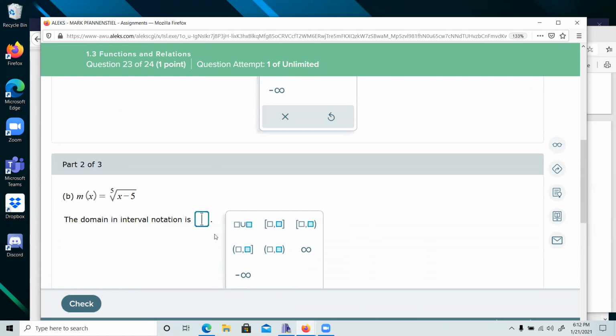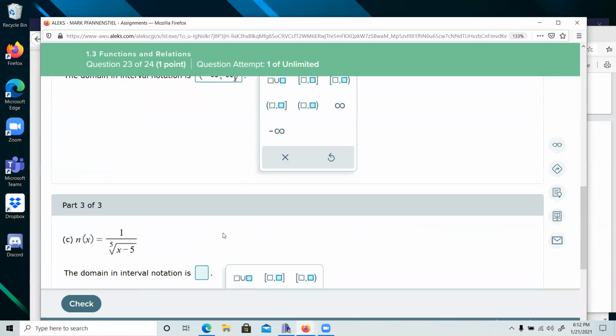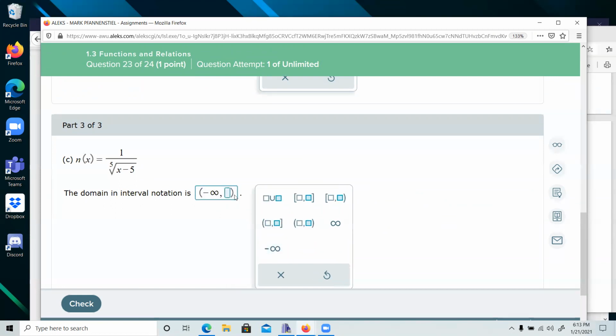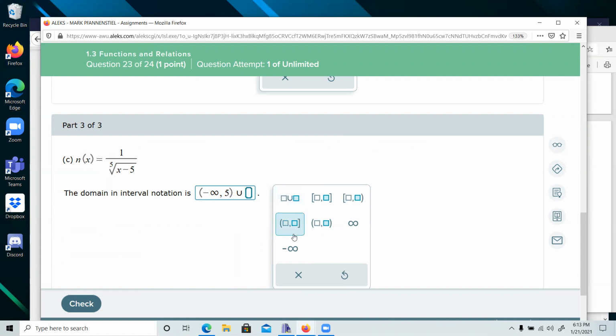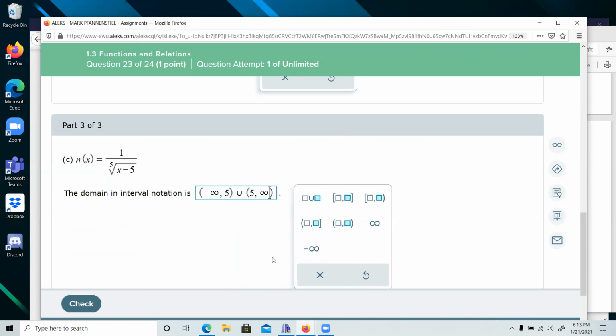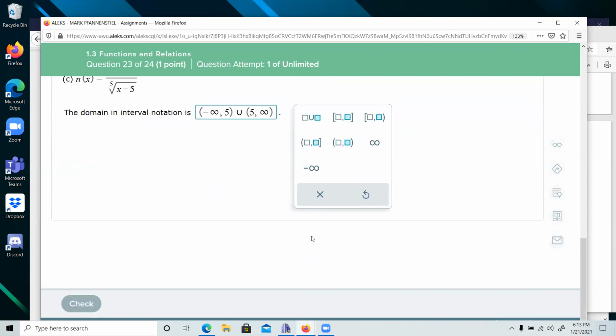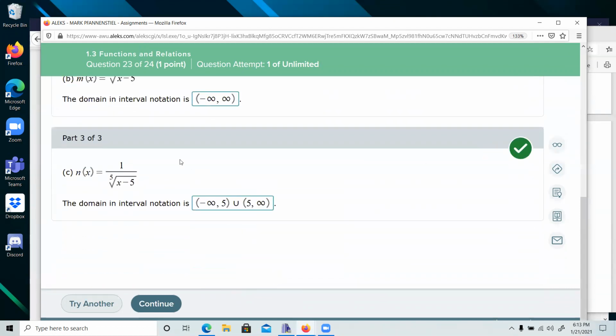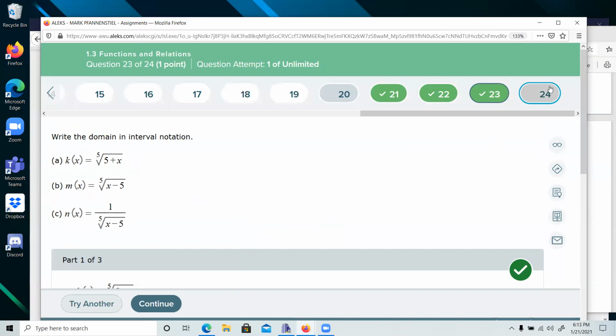Right. Same thing here, right? Negative infinity, positive infinity. Okay. Now this one, a little bit different, right? We have negative infinity up to 5, skipping over 5. All right. And then we need more. 5 up to positive infinity. All right. Very good. Right. Skipping it over.